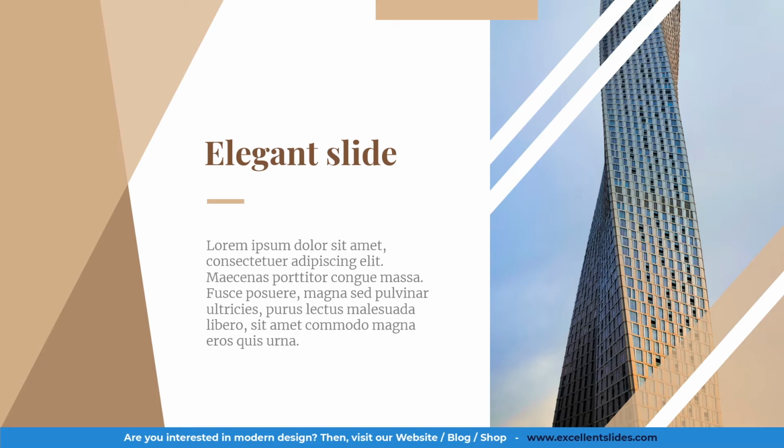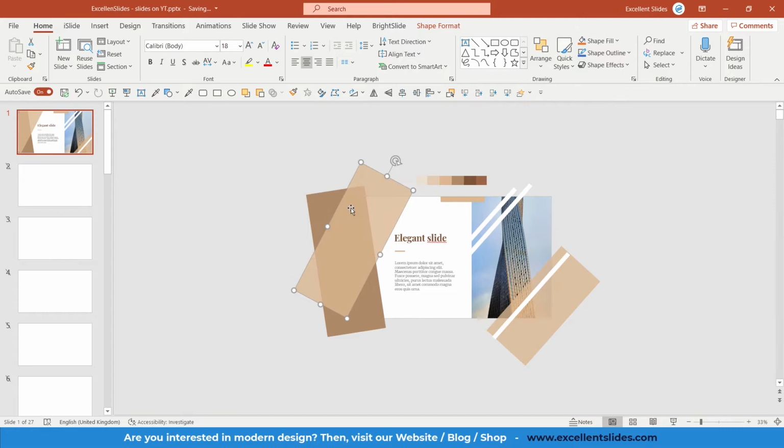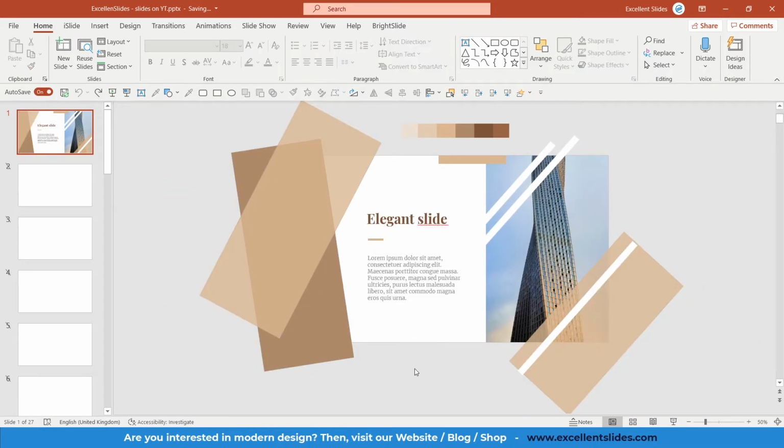In this particular video, we will together design this elegant slide in just PowerPoint. Alright, so let's get started. As you can see, on this slide there is a photo, and the main objects are these rectangles that are rotated. So I will show you what I mean. Right here, this is the first rectangle, the second, etc. Alright, so let's get to it.